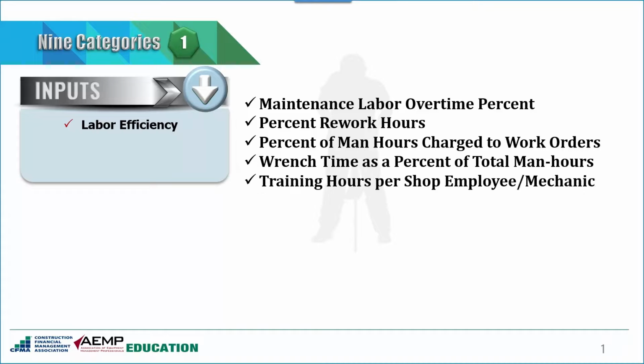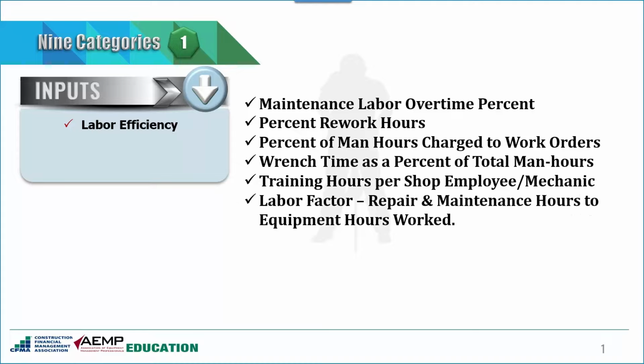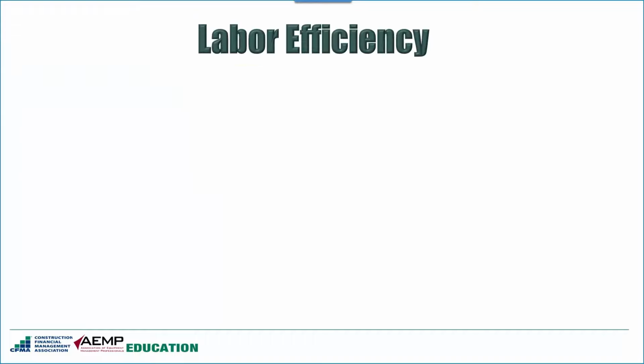Then we have training hours per shop employee or mechanic. How much time and effort are we investing in keeping our people up to date on current technology? The last one is labor factor compared to total equipment hours. Very important ratio to see when we compare ourselves to others how well we're actually doing. Now, those are very important, and let's look at why.